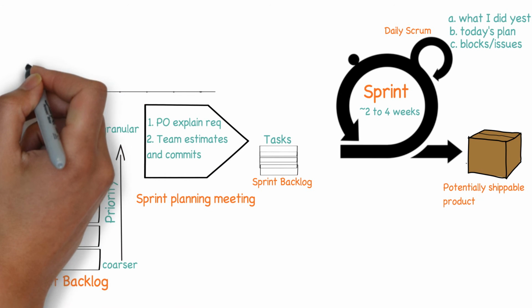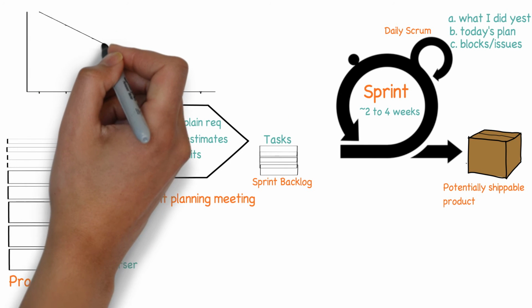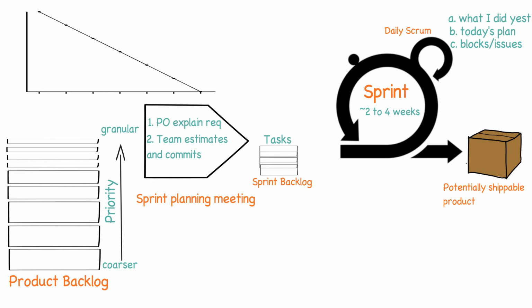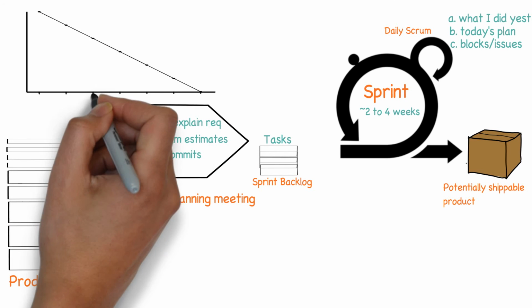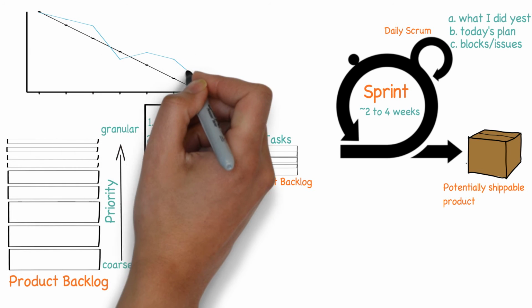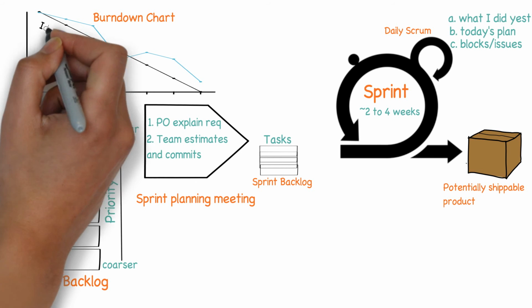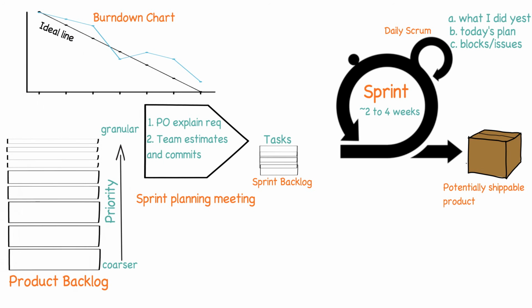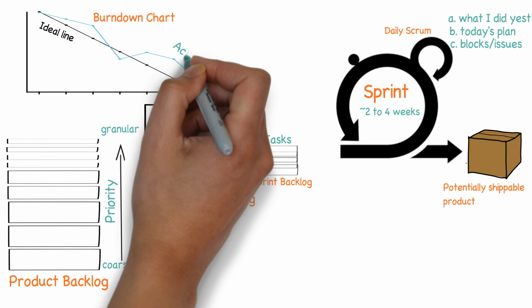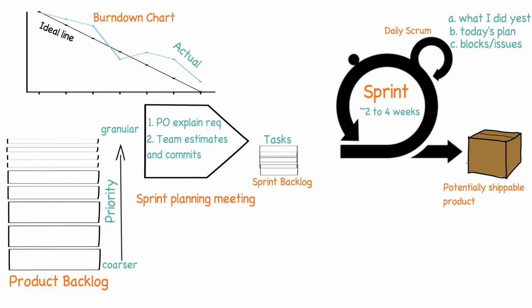At the end of each day, the team enters the remaining hours required for them to complete their remaining tasks. This is plotted along the timeline, and this chart is called the sprint burndown chart. It provides a visual view on how much work is pending and is useful for the team as well as the external stakeholders in assessing the risk.